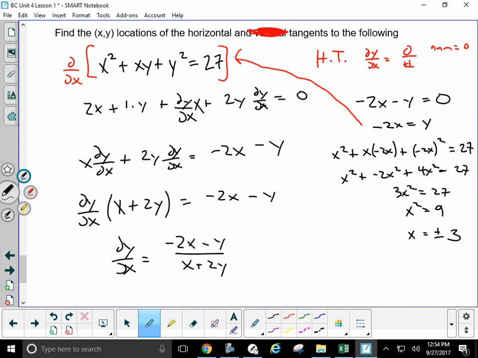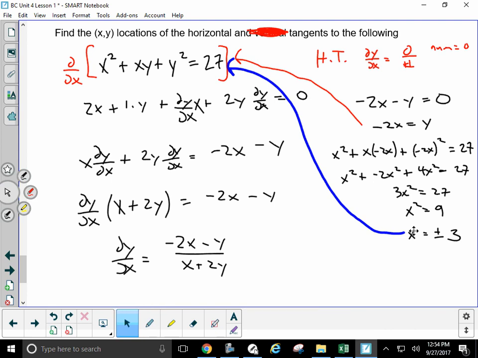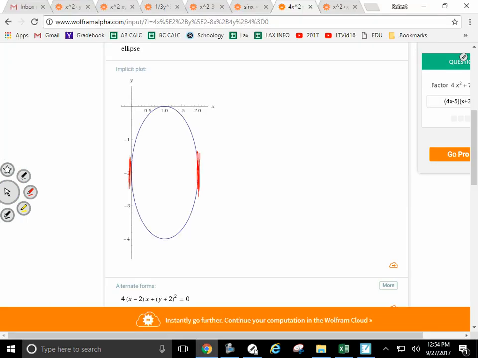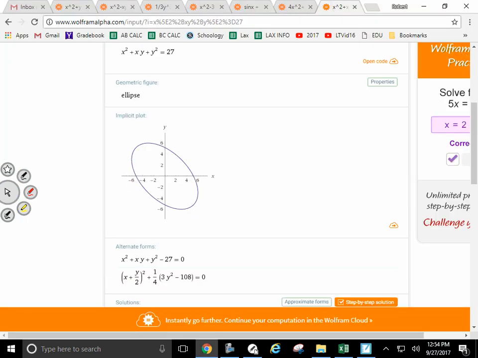Just like the last problem, you would think I take these x equals plus or minus 3s and plug them back in there. But actually, that wouldn't help me. It would help me a little bit. But let's look. When x is 3, I have 2 points. This x equals 3 and this x equals 3. Do both points when x equals 3 have a horizontal tangent? No, just this one down here, right?